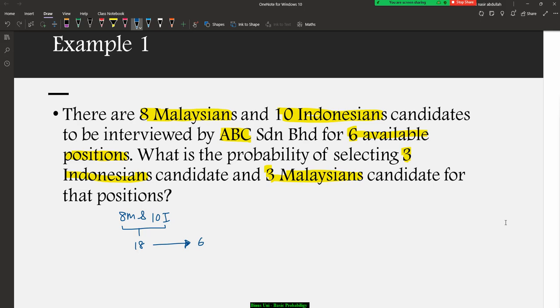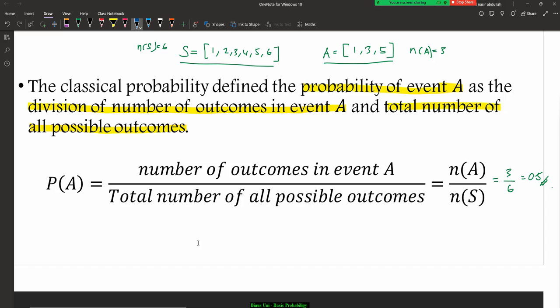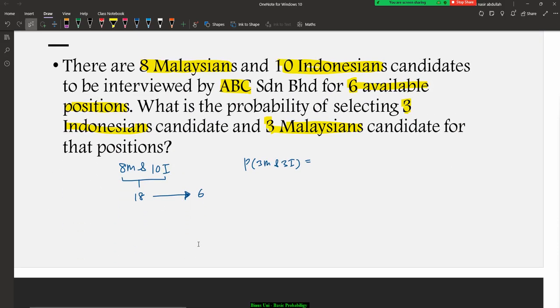So what we want to do now is find the probability of selecting 3 Malaysian and 3 Indonesian. Back to the basic formula of probability: to find the probability of event A, we need to find the number of outcomes in A, divided by the number of all possible outcomes. Remember the counting rule from earlier? So if you want to find, let's say, N(3M and 3I) divided by N(S), this is the basic rule. To find the number of ways to get 3 Malaysian and 3 Indonesian, we are going to use the combination rule. From 8 Malaysian candidates, we want to choose 3.